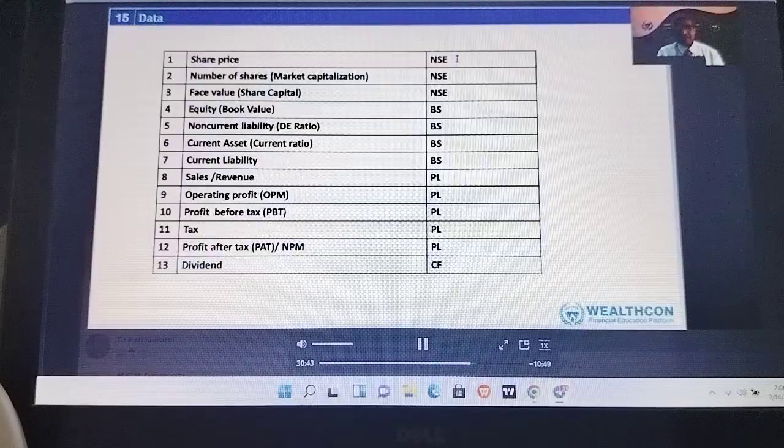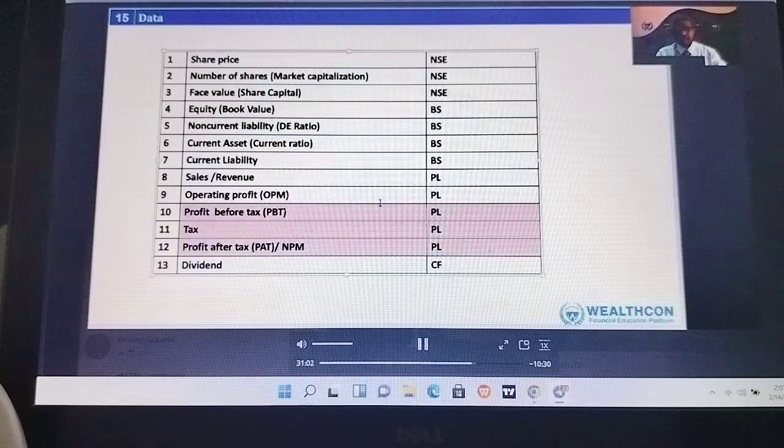Share price. Where do you get the share price? National Stock Exchange. That is the closing price, LTP, whichever. Number of shares, you find on the NSE website. Face value, NSE website. Revenue, operating profit, and tax, these numbers you will find from the profit loss statement.